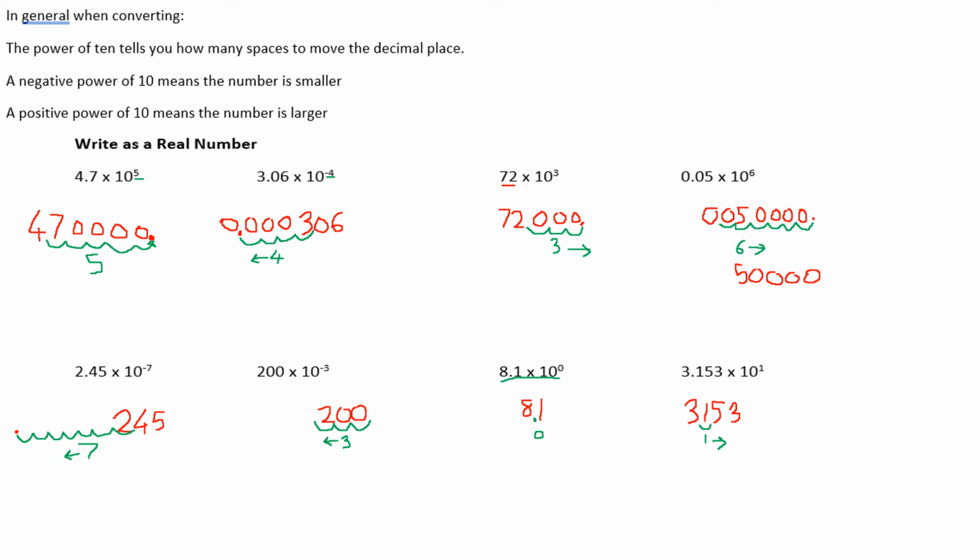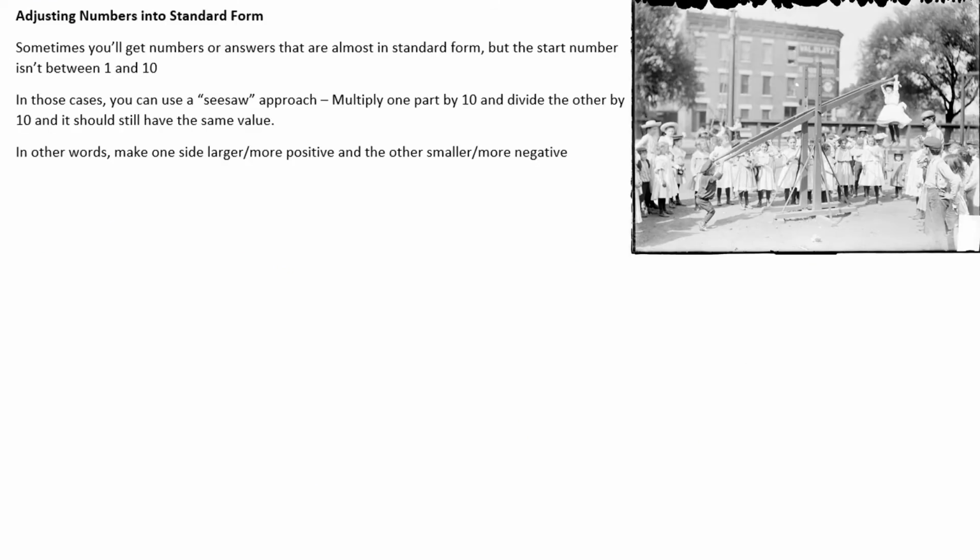that's what we'll get. Couple of big swings to the left here, we'll get 0.0000245 and then 0.200. Now again, you could simplify this and write it as just 0.2, and then for our last two, we'll get 8.1 because we haven't moved anything, and 31.53.